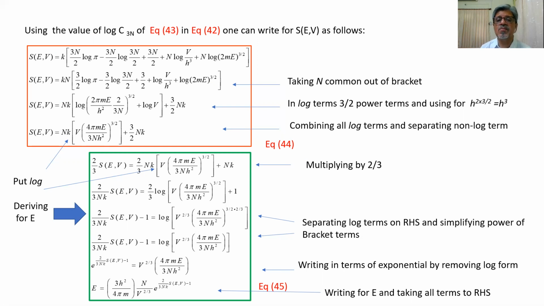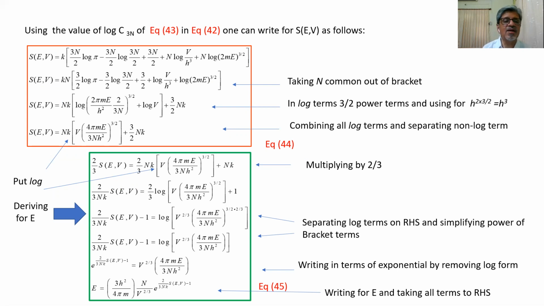Now the log terms having 3/2 power are taken common, and for h we have h² multiplied by 3/2, which becomes h³. So taking 3/2 common, it becomes h². Combining that in the third step, nk in bracket log of 2 pi mE divided by h² times 2 divided by 3n, raised to 3/2, because to make a power 3/2 we have done this manipulation for h, and in that case we have taken 3/2 common, so naturally it becomes h².